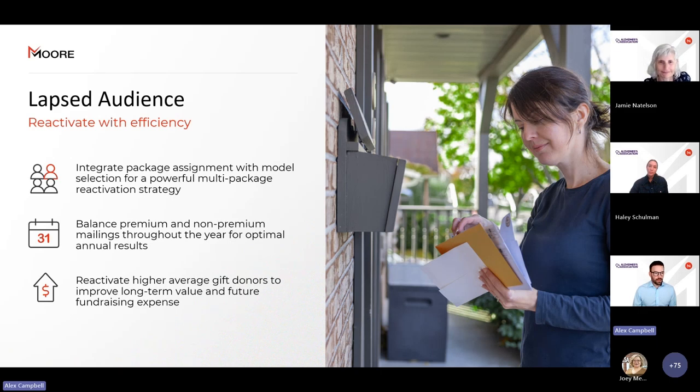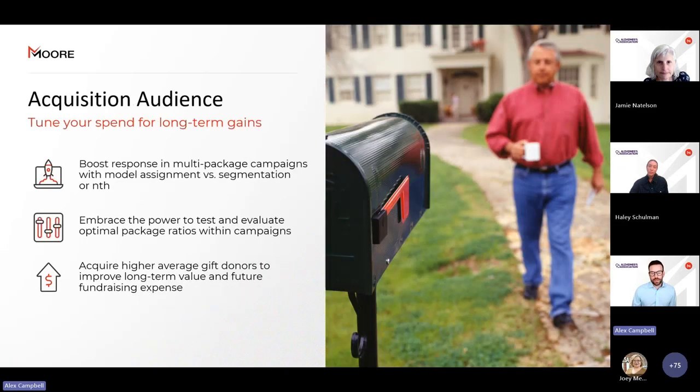This is going to be another benefit of using offer assignment in acquisition, that higher average gift donor acquisition to improve that long-term value. We're also boosting response where there are multi-package campaigns and having a better solution than using a segmentation or list-based decision or a just end decision on who gets what package. We're using individual level custom modeling and looking to boost response by 10% or more. And then we are also embracing the power to test and evaluate optimal package ratios within campaigns.